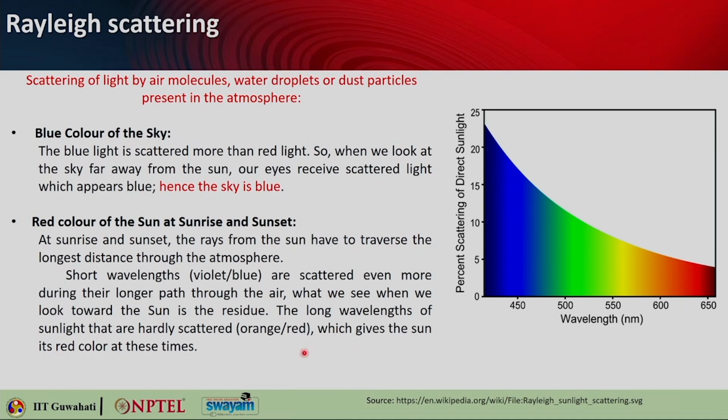So, in that case you can assume that in that path the blue light is getting scattered in all other directions, and only red light, which has the lowest amount of scattering, is able to reach us. That is why you can see the sky as red during sunrise and sunset. Another interesting thing is that the long wavelengths, something like orange and red, give us the red color at this particular time. So, that is how this basic natural phenomenon was explained by Lord Rayleigh based on his theory.